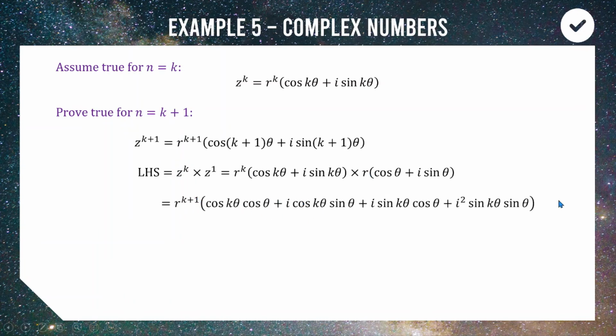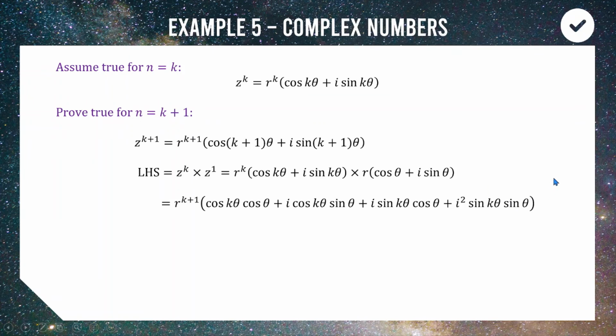And now inside we have a bit of a mess, but it's going to tidy up really nicely. We've got cos k theta cos theta, cos k theta i sine theta. We've got i sine k theta cos theta in the middle, and then on the end we have i squared sine k theta sine theta.